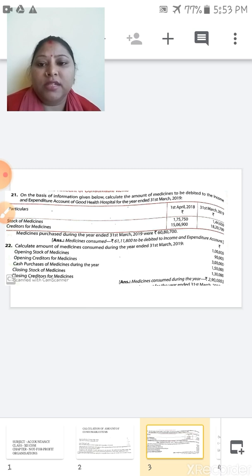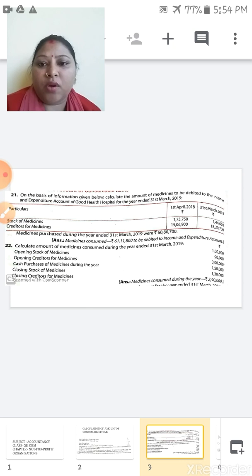This is given for use if you have to find out credit purchase. But in the next line it is written, medicine purchase during the year ended 31st March 2019. Medicine purchase is already given. Here medicine purchased means both types, cash purchases and credit purchases, are included. So how will we solve this?